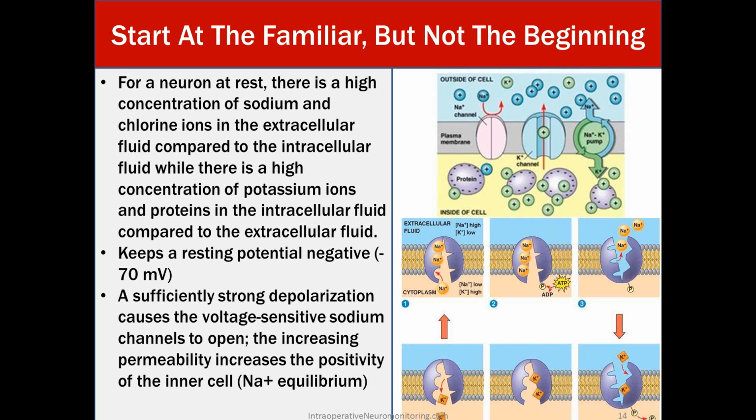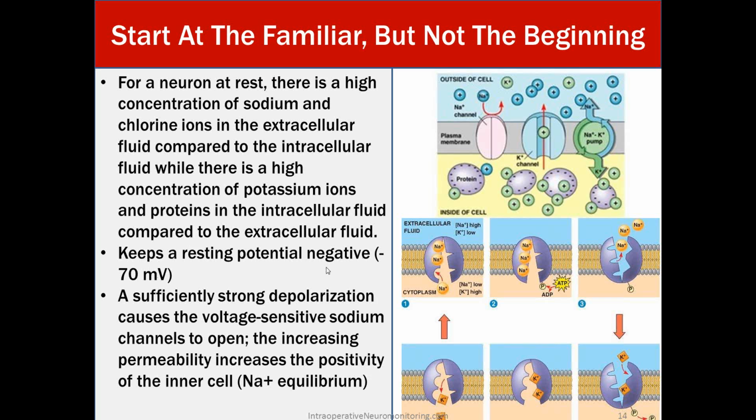It's that negative charge, those negative proteins, that gives the resting membrane an overall internal negative charge. So here we are, keeps a resting membrane, a resting potential of negative 70 millivolts.